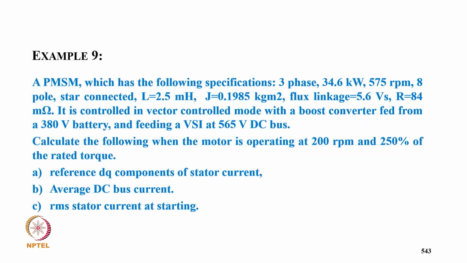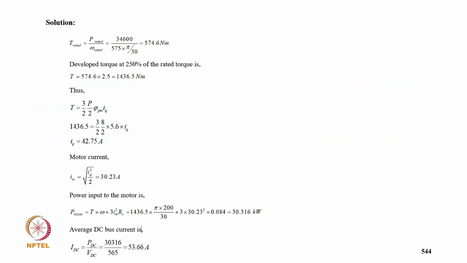Now example 9, a PMSM which has the following specification: 3-phase, 34.6 kilowatt, 575 RPM, 8-pole, star connected, L equal to 2.5 millihenry, J equal to 0.1985 kg meter square, flux linkage 5.6 volt second, and R equal to 84 milliohm. It is controlled in vector control mode with the boost converter fed from 380 volt and feeding a VSI at 565 DC volt bus. Calculate the following when the motor is operating at 200 RPM and 250% of rated torque: reference DQ component of stator current, average DC phase current, RMS stator current.